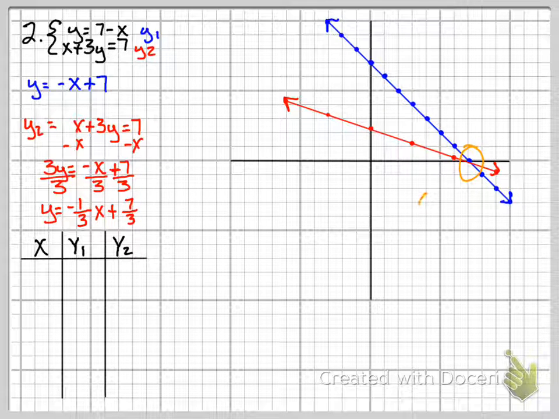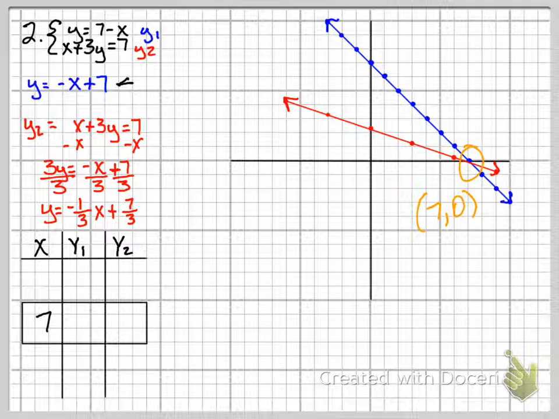I find my intersection at 7, 0. Plug the negative x plus 7 and the negative 1/3 x plus 7/3 into my calculator, and I find that 7, 0. Then I show my numbers above and below to show my work.